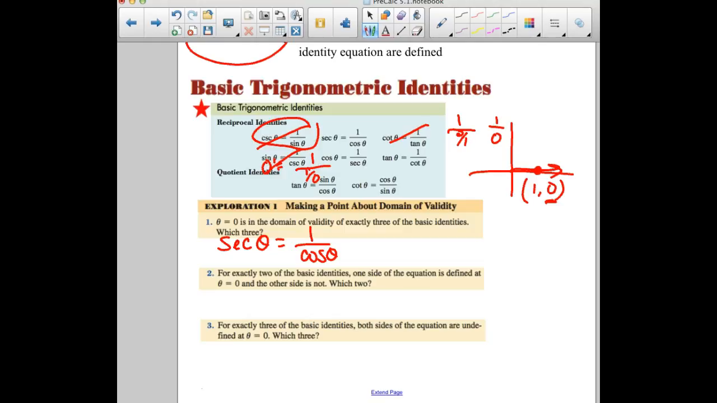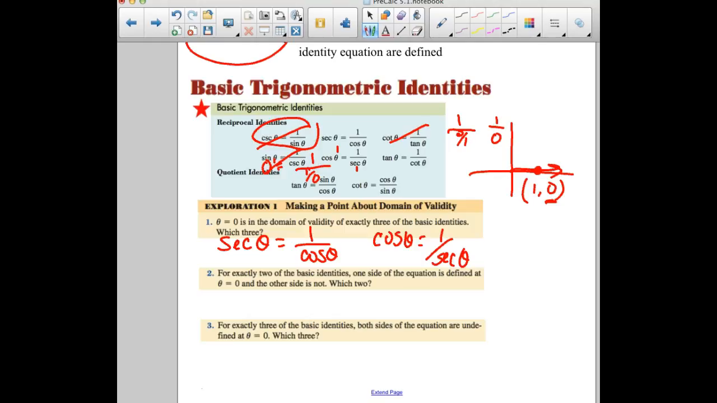Since secant worked, let's look and see if cosine works. We are taking cosine of theta, which is 1. We are taking 1 over the reciprocal of the cosine, but the reciprocal of cosine of 0 is 1, and that is defined. So cosine of theta equals 1 over secant theta. It works for those.